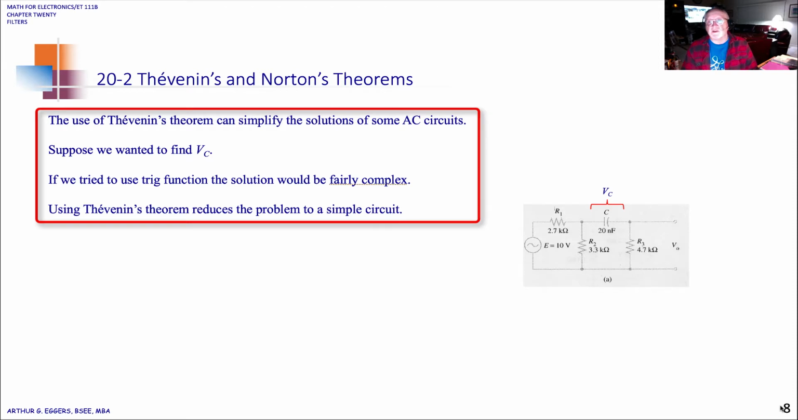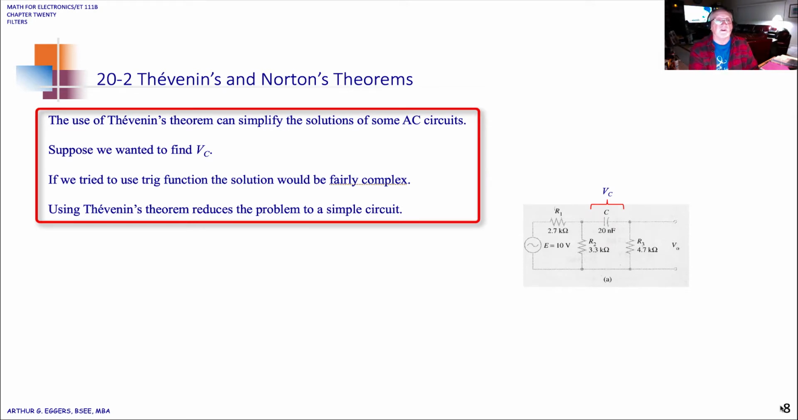If we look at this AC circuit that's given here, we've got one capacitor and three resistors, an input and an output voltage. To try to do an analysis on this circuit without significantly reducing it down would be a difficult problem. So let's suppose in this example we wanted to find the output voltage drop across V sub C, the capacitor. If we tried to use just the trig functions for the solution, it would end up becoming very complex.